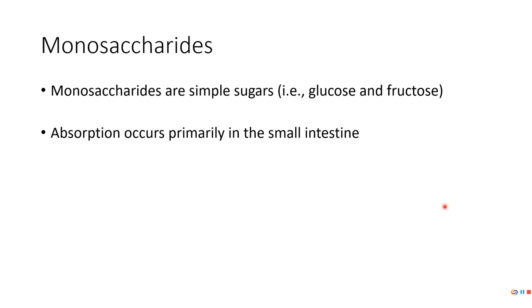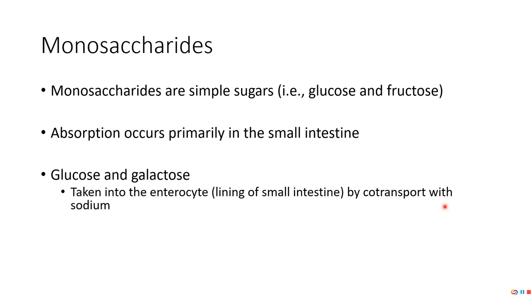This is going to be a common theme with this video, but absorption occurs primarily in the small intestine. So we've got glucose and galactose. Galactose is a type of simple sugar. It's taken into those enterocytes, which line the small intestine. But in order for us to bring sugar into the small intestine, we need sodium. So both sugar and sodium will be transported in at the same time.